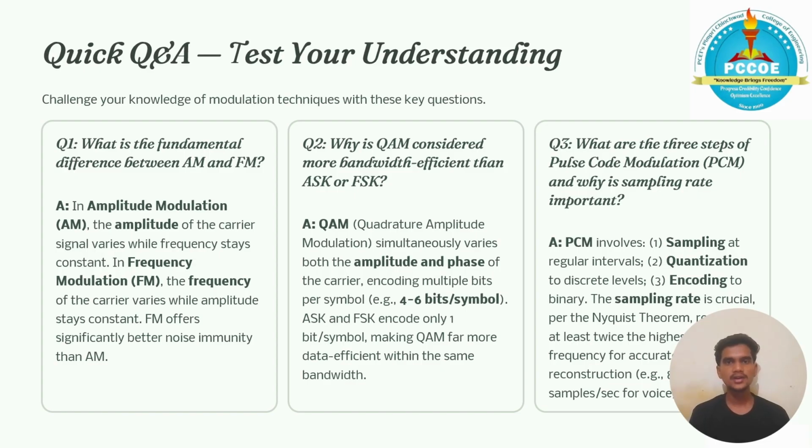Question 3. What are the three steps of PCM? Sampling, quantization, and encoding. Sampling must follow the Nyquist rule: at least twice the highest frequency.